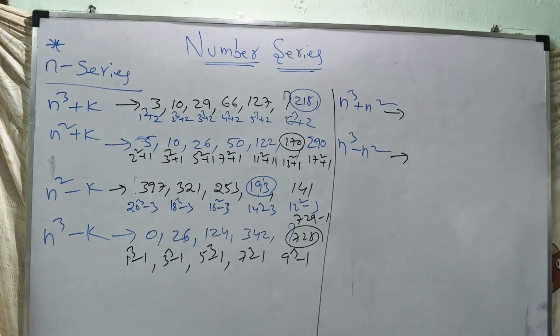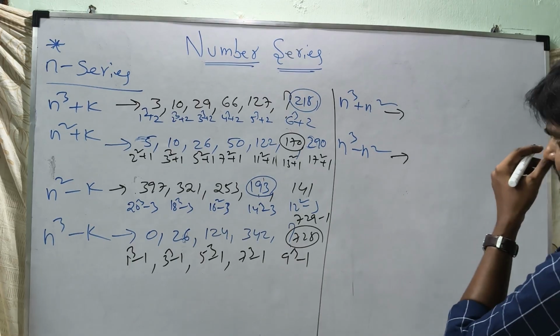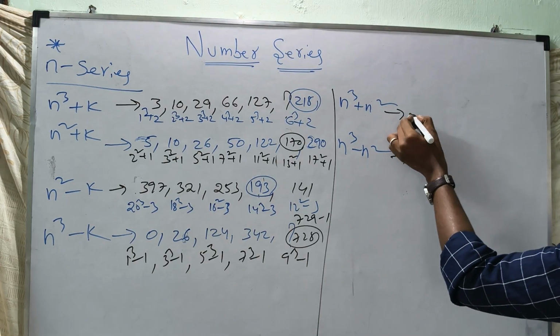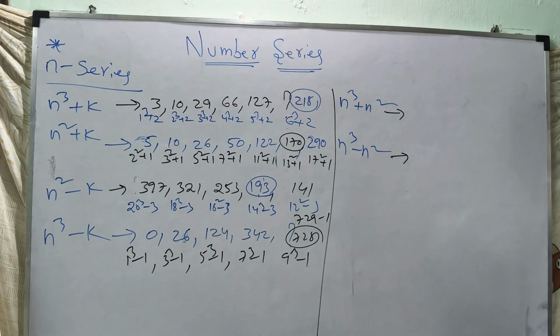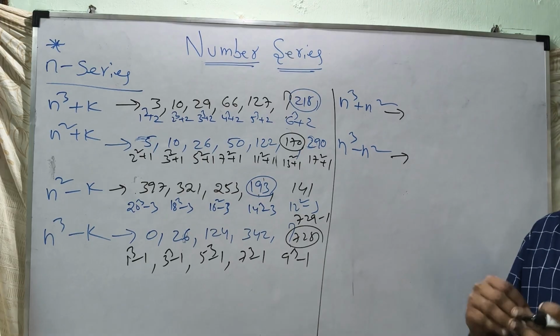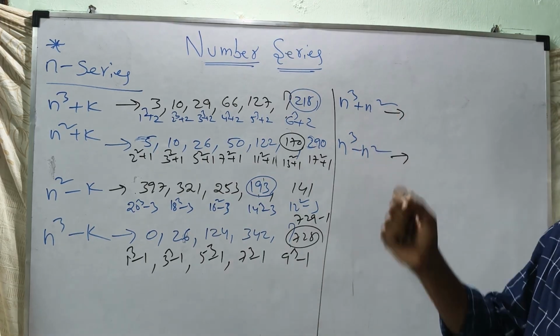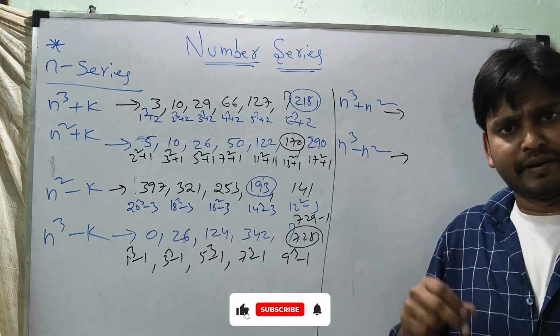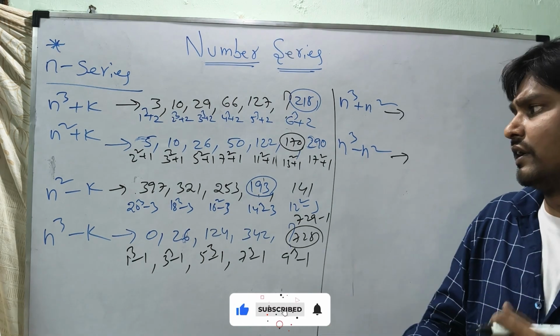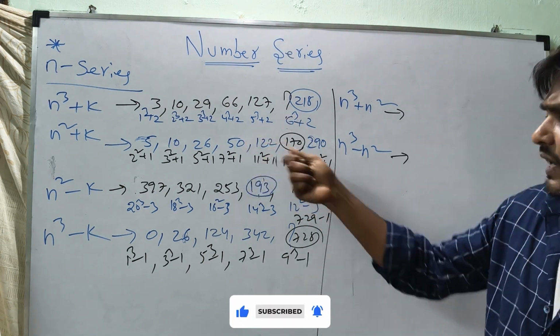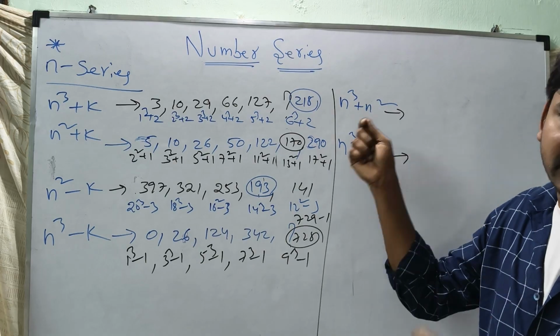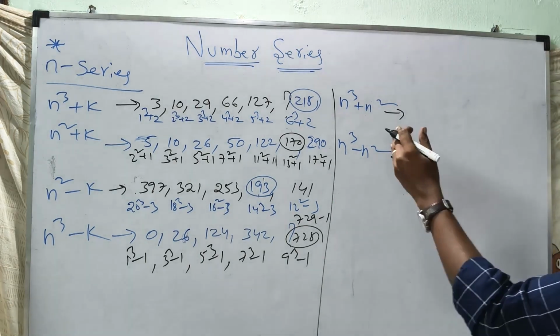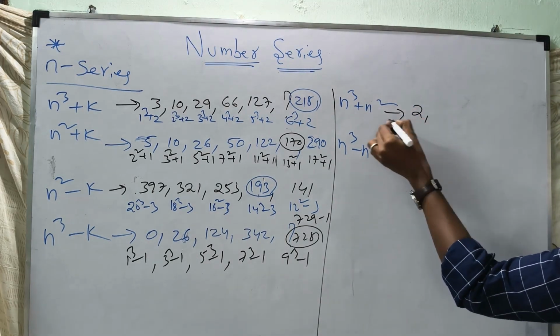See here, we will give two more questions. n cube plus n square is nothing but what? See, you may get questions like this: 1 cube plus 1 square, 2 cube plus 2 square, 3 cube plus 3 square. Where n can be either natural numbers or odd numbers, even numbers, whether it is increasing order or decreasing order. Here, there is no k. Why? Because it is based on n only. Correct?